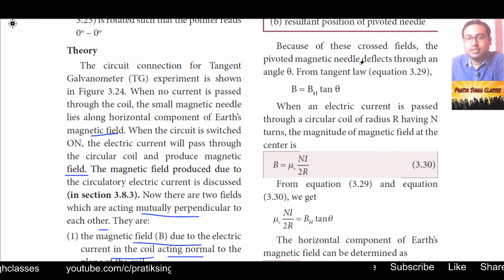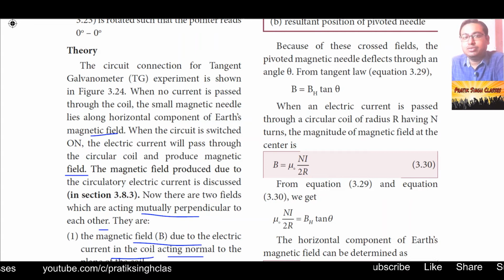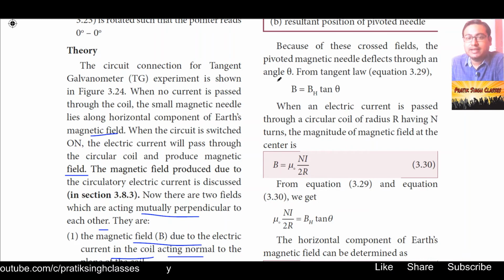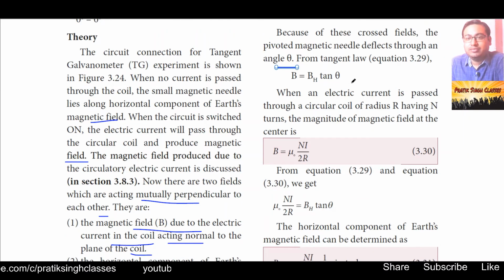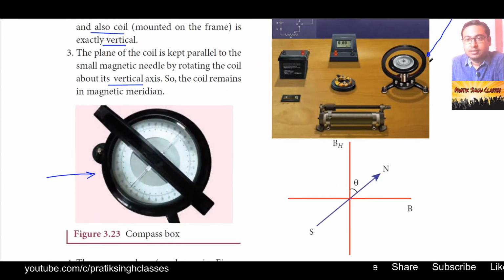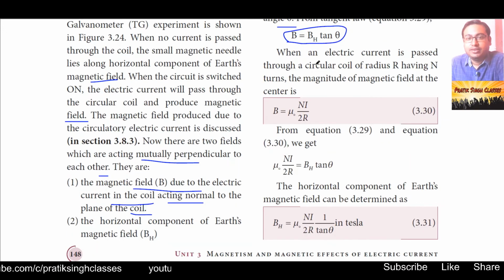Because of these crossed fields, because we have two magnetic fields here, the pivoted magnetic needle deflects through an angle theta. Okay, and we know very well from the tangent law that B will be equal to Bh tan theta. The magnetic field here on this bar magnet will be given by Bh tan theta.